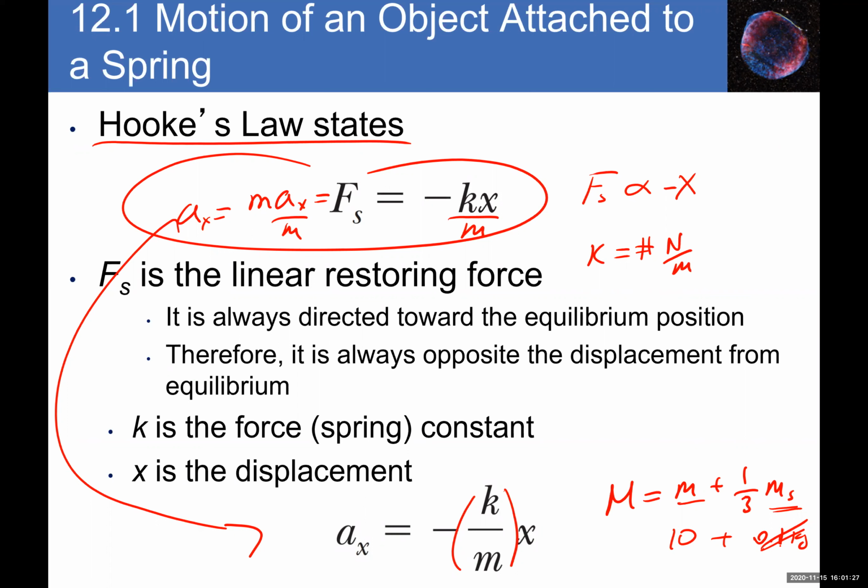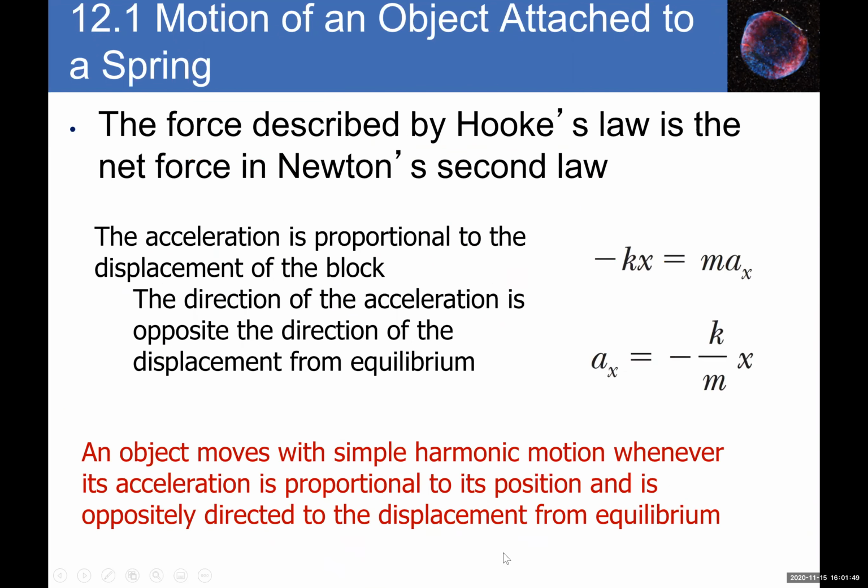But it's important to understand that this equation is what makes a spring system simple harmonic motion, because acceleration or force is proportional to the negative of displacement. You can see acceleration is proportional to the negative of the displacement, where k over m are constants. So the force described by Hooke's law is the net force in Newton's second law. Basically just what we did: negative kx equals m times a_x. Divide both sides by mass, and we get that.